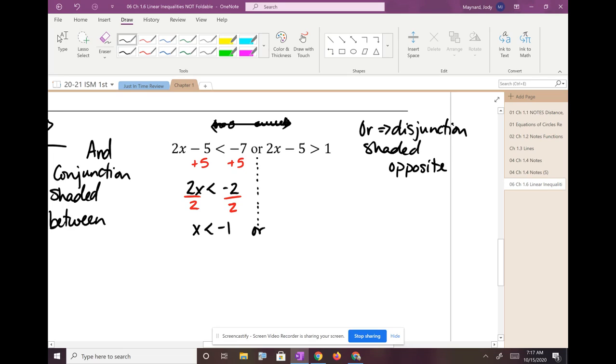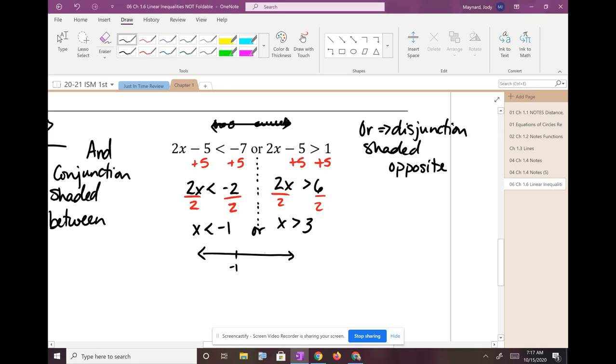Or, then again, same thing. Add 5 to both sides. 1 plus 5 is 6, so we have 2x is greater than 6. Divide by 2 both sides. X is greater than 6 divided by 2, which is 3. So if I graph this, this is shaded in opposite directions, which makes sense because it is.